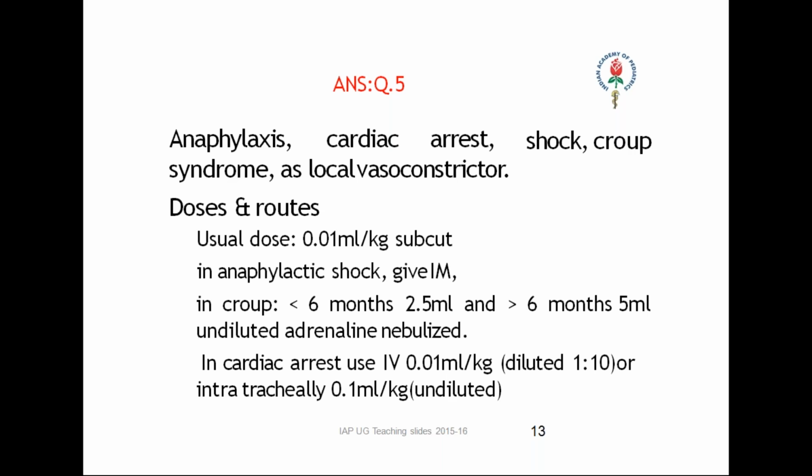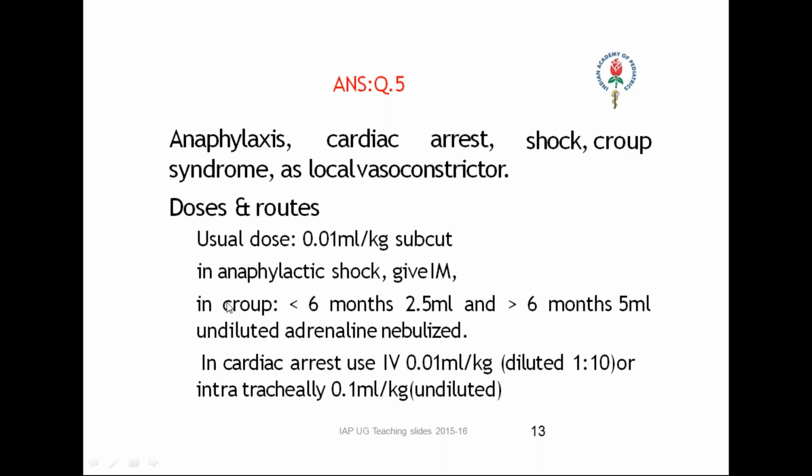Out of that dilution, you have to take 0.1 ml per kg per dose. For that dose, we can use either IV or sometimes even the endotracheal route. So those are the things, how to dilute and how to administer. Whenever you are giving it through IV, the dose is diluted 1 in 10. Intratracheally, undiluted, you can give it directly.